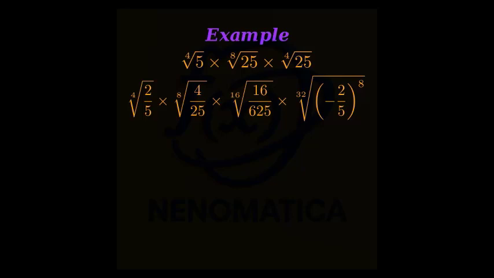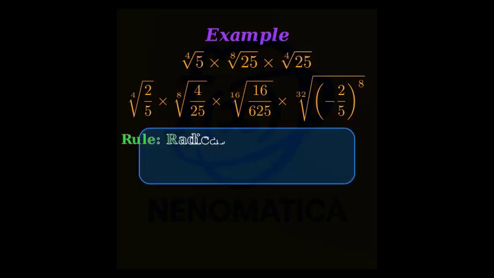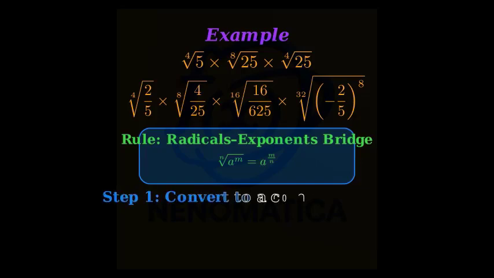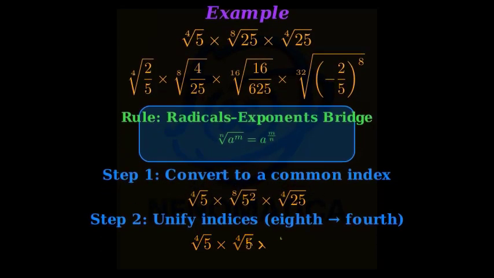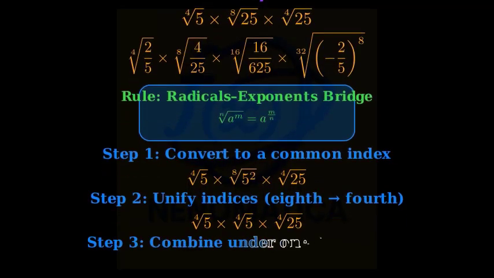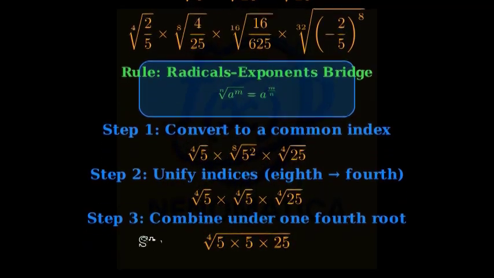Now we begin with the first expression. Recall the key rule for radicals and exponents. The nth root of a to the m equals a to the m over n. We rewrite 25 as 5 squared and convert the 8th root of 5 squared to a 4th root of 5. Next, we multiply inside a common 4th root. A 4th root of 5 to the 4th simplifies to 5.